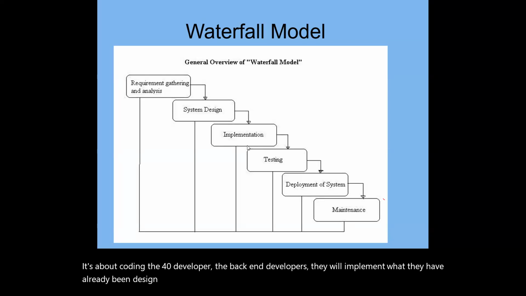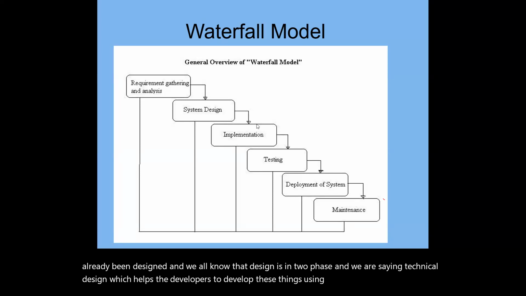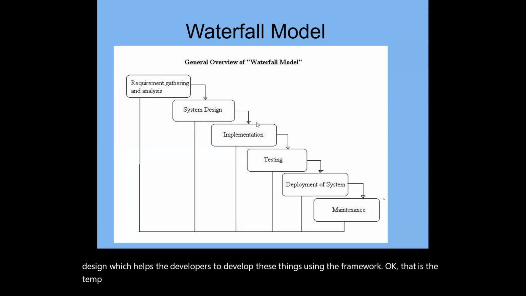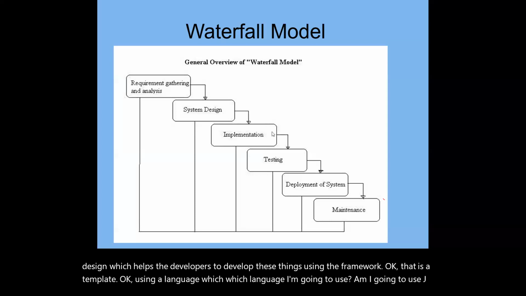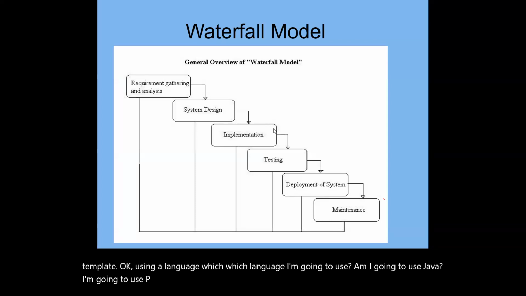And we all know that design is in two phases, as you said. Technical design helps the developers to develop these things using the framework, the templates, and the language. Which language am I going to use? Am I going to use Java? Am I going to use Python? So they know all those things. And also talk about functional design.